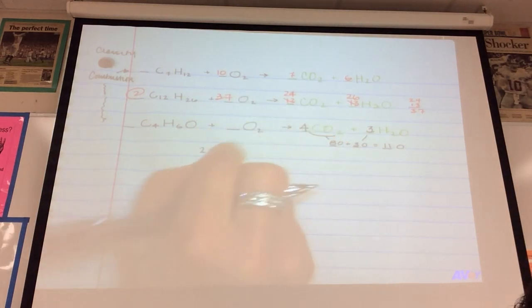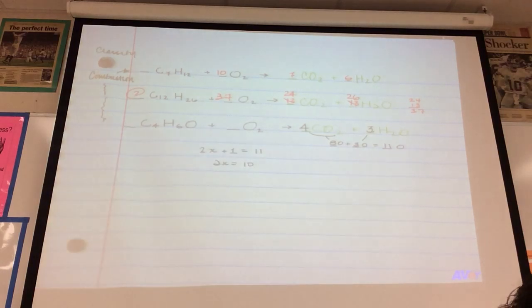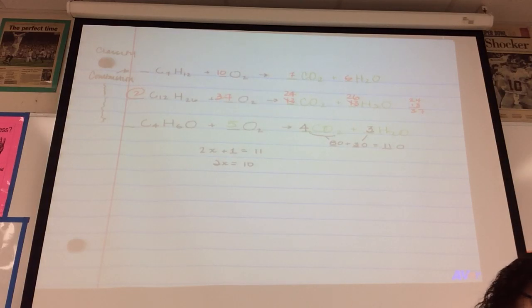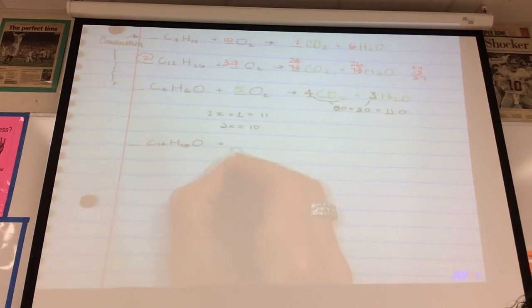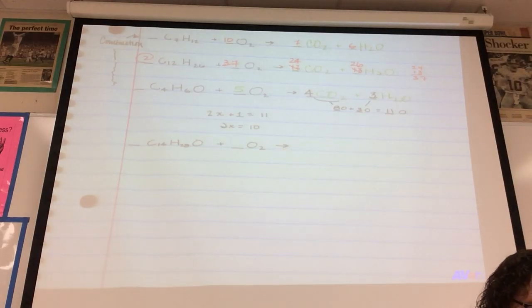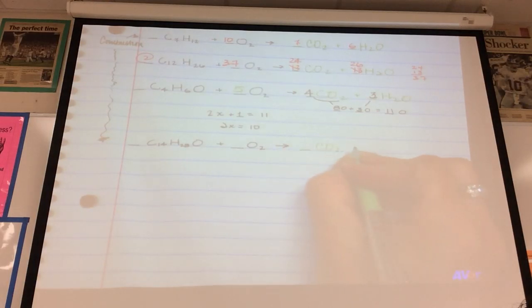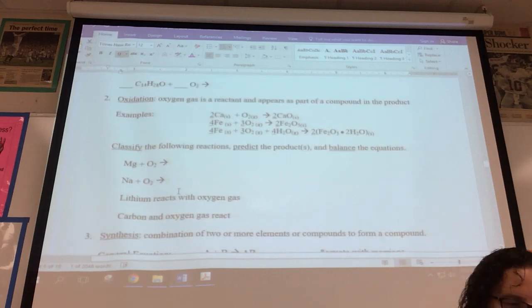This is always this subscript times the coefficient you're looking for is equal to the total. 2x is equal to 10, so x is equal to 5. Balanced. I'm going to let you try this last one to make sure you've got it. I'm going to flip screens because I want you to try it. It's the one at the top if you don't have your notes or Chromebooks in front of you.